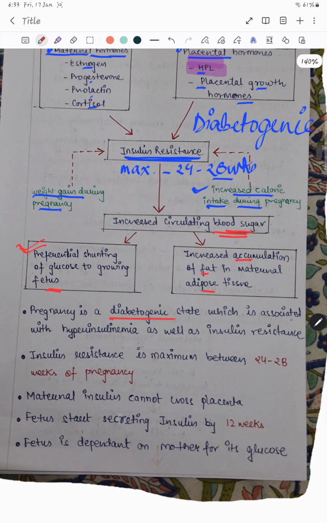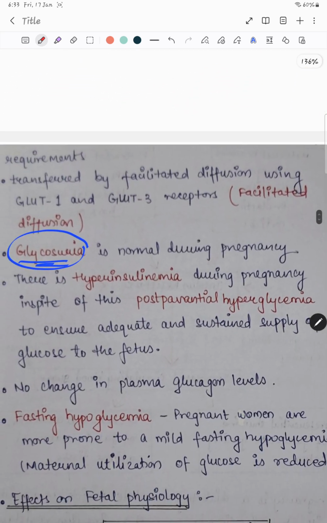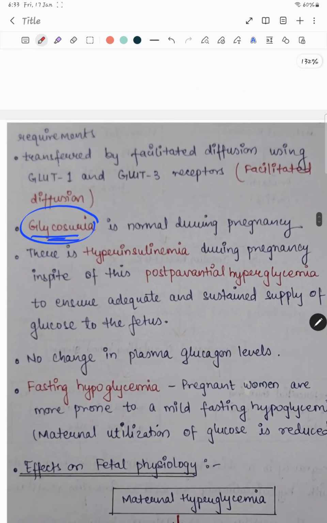Pregnancy is a diabetogenic state, as you all know, and there is insulin resistance and hyperinsulinemia also. Insulin resistance is maximum between 24 to 28 weeks of pregnancy. Maternal insulin cannot cross the placenta, and the fetus starts secreting its own insulin by 12 weeks. These are some known facts. The fetus is dependent on the mother for its glucose. This glucose requirement is provided by the mother, and it is transferred by facilitated diffusion using GLUT1 and GLUT3 receptors.